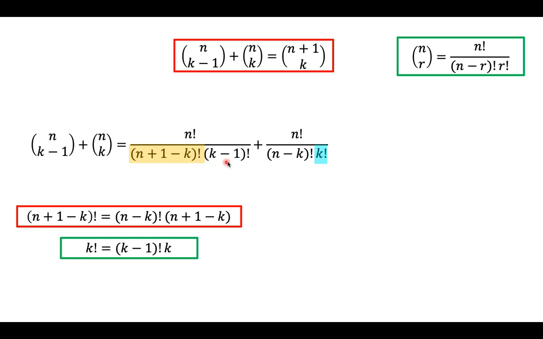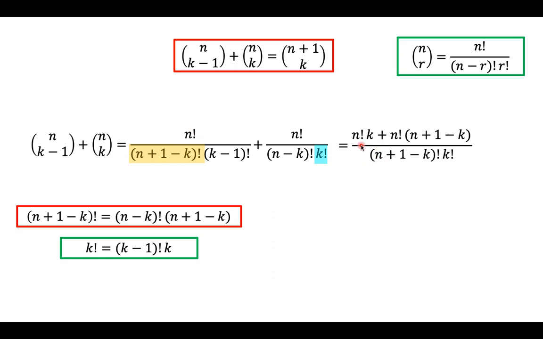So next, let's look at what the lowest common denominator is. We can see that k factorial and k minus 1 factorial, k factorial is bigger. So for this one to be the same as k factorial, I just need to times this by k. And for n minus k factorial and n minus k plus 1 factorial, this one's going to be bigger. So top and bottom of this one, I just need to times by n plus 1 minus k. So this one times this will give me this. So top and bottom of this, I just need to times by k, and top and bottom of this, I just need to times by this to make k factorial the lowest common denominator. So that's what I mean.